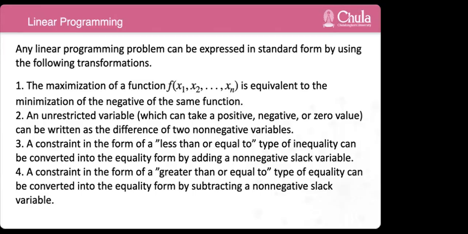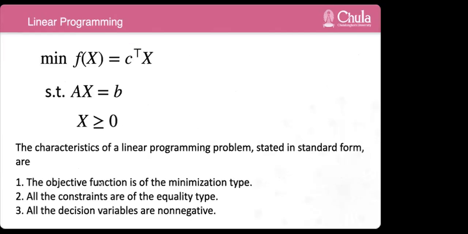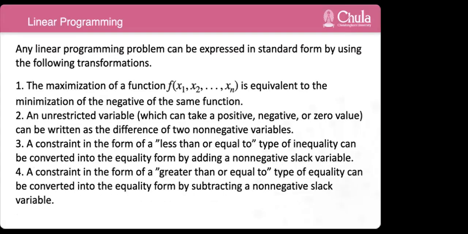So the next one, now we solve the first problem, right? The objective function is of the minimization type. And the third one, all the decision variables are non-negative. Okay. What about the second item? All the constraints are of the equality type. You know, sometimes we have an inequality constraint. How can we deal with it?